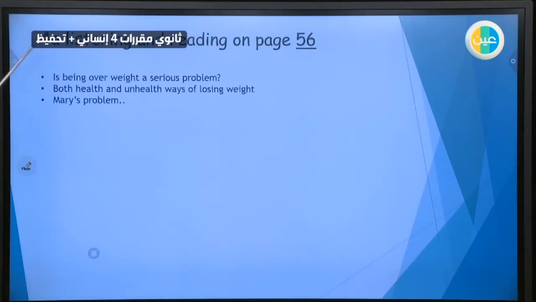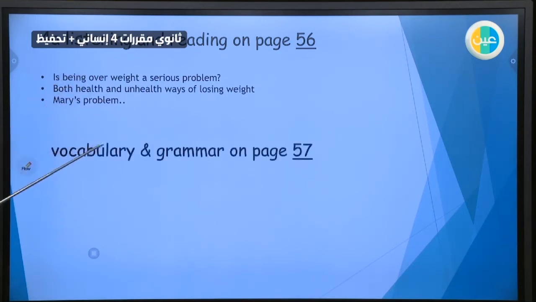Let's move to 4A. We have listening and reading on page 56. We have talking about being overweight. Is it a serious problem? We have talked about both healthy and unhealthy ways of losing weight. And we focus on Mary's problem, talking to her friend. Then we have vocabulary and grammar on page 57.